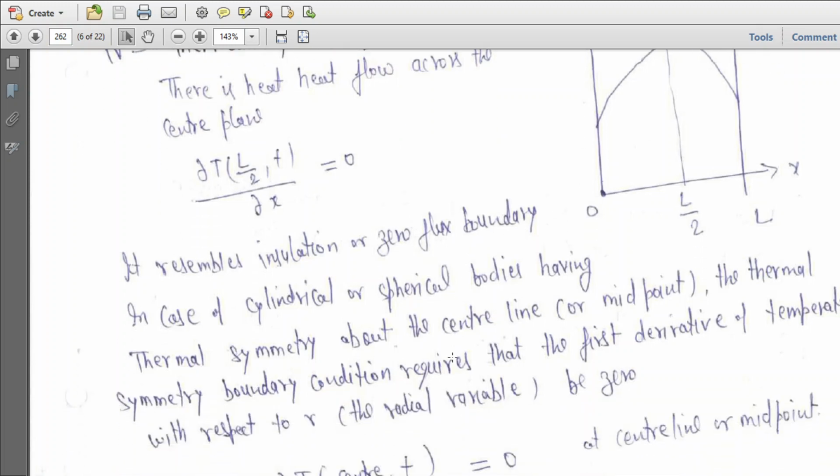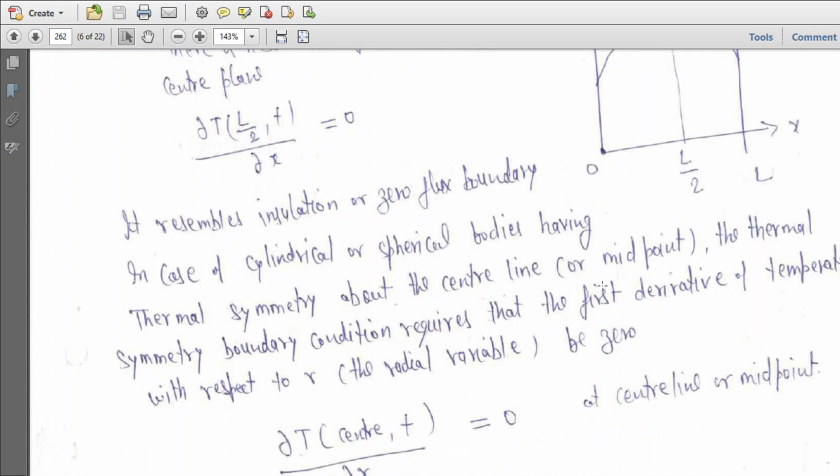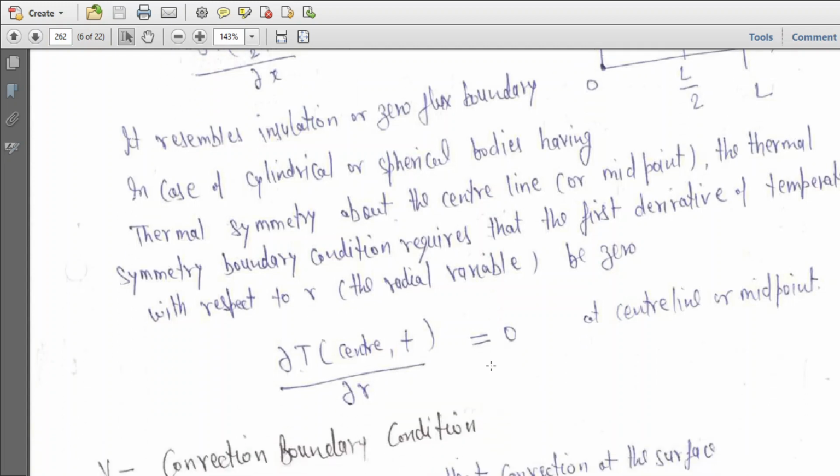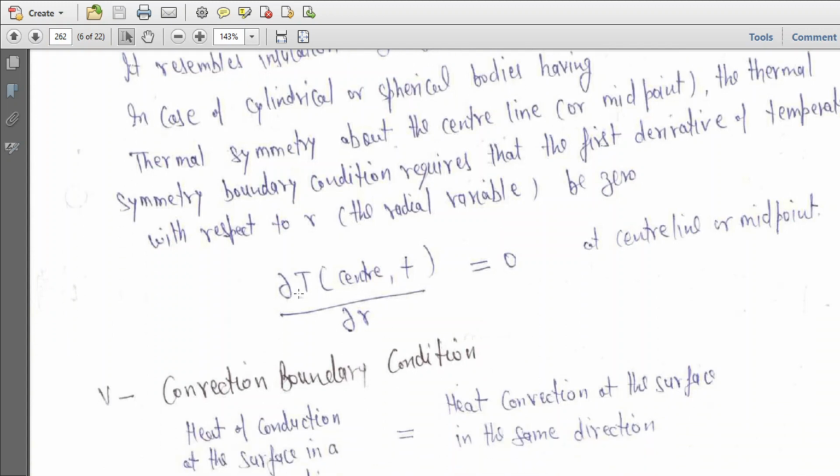In case of cylindrical or spherical bodies having thermal symmetry about the center line or midpoint, the thermal symmetry boundary conditions require that the first derivative of temperature with respect to r, the radial variable, be 0. So at the center line, ∂T/∂r should be equal to 0.